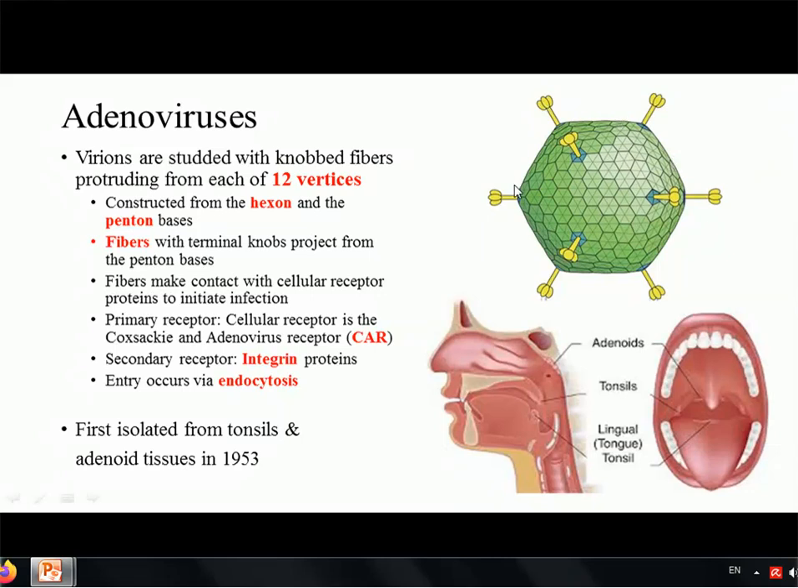Which host receptors do they interact with? They interact with the CAR receptor on the surface of the host, and the secondary receptor is the integrin. This integrin protein is also found on the host cell. Once they interact with both receptors, they enter via endocytosis.